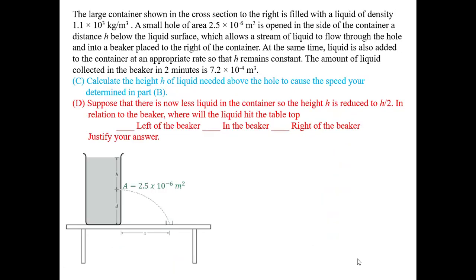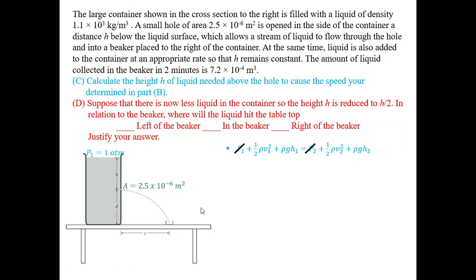It says calculate the height needed to cause the speed to shoot out at 2.4, as we found in part B. So I'm just going to set up Bernoulli's equation here. The atmospheric pressure on the top is 1 atm. The pressure outside the hole in the same environment is also the same, which is also 1 atm. So I'm just going to label it for you and then cancel it out.